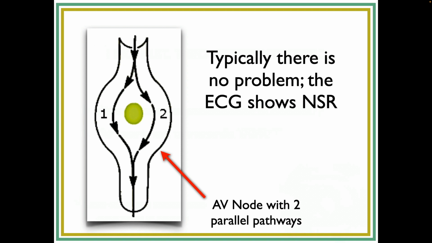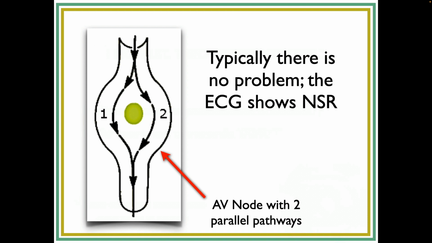But you may also recognize that when we said reentrant pathways have to have special conditions to allow them to exist, this is the first condition: we have to have two parallel pathways. Most of the time there's no problem. If somebody has this situation in their AV node, they don't know it. It's just normal sinus rhythm. You wouldn't pick it up on an ECG, you wouldn't pick it up clinically.